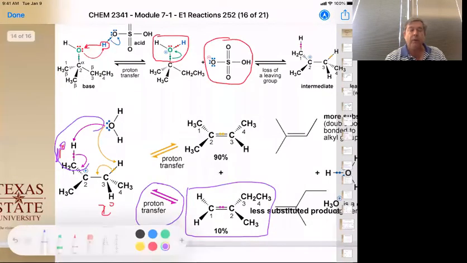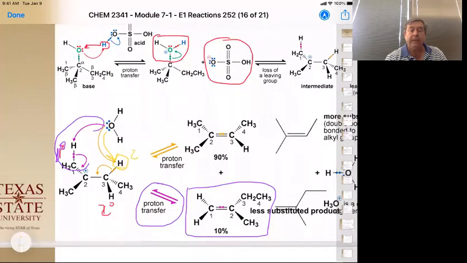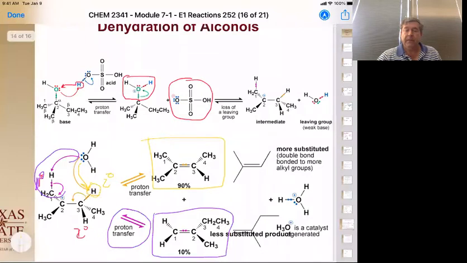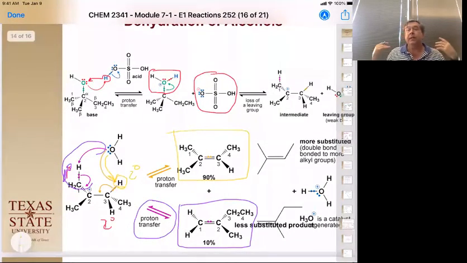However, if we follow the gold arrows here and it removes the secondary beta hydrogen, we end up forming the more substituted alkene, the more thermodynamically stable alkene, and therefore the major product. Okay, so does that make sense that we're using our base? And because it's a weak base, it can wait around and wait for the more thermodynamically stable hydrogen.